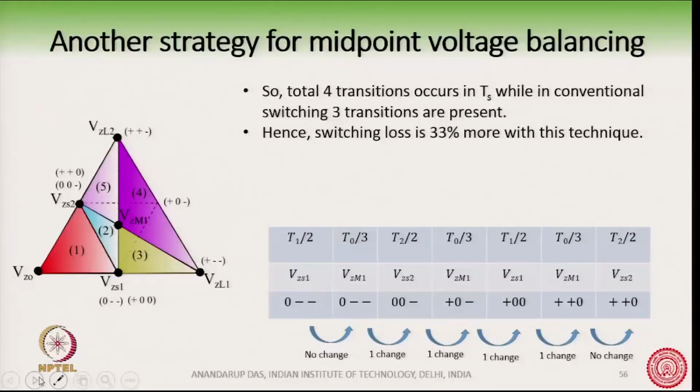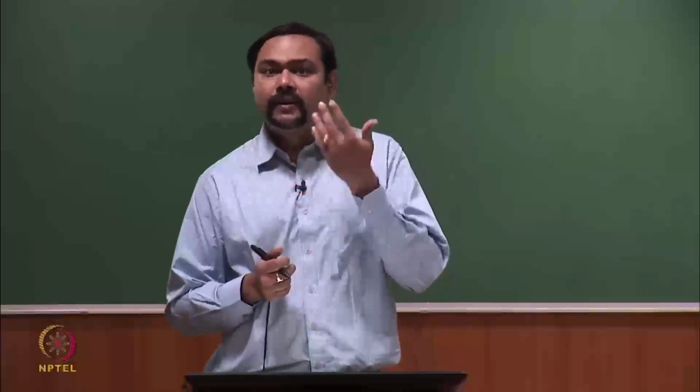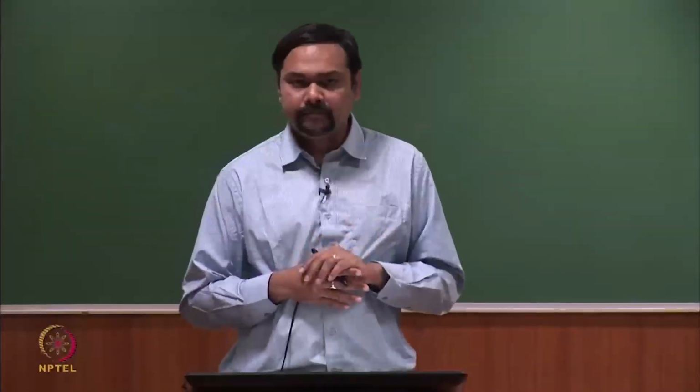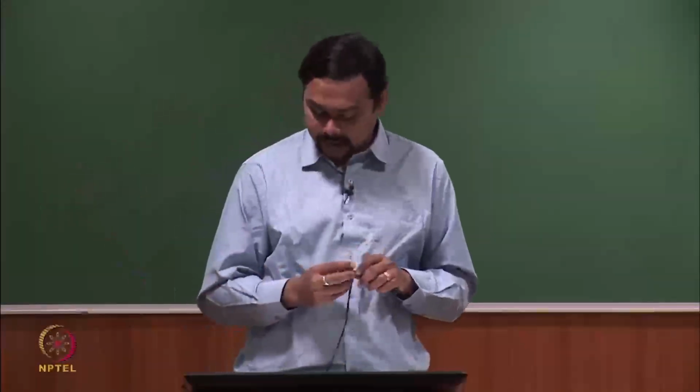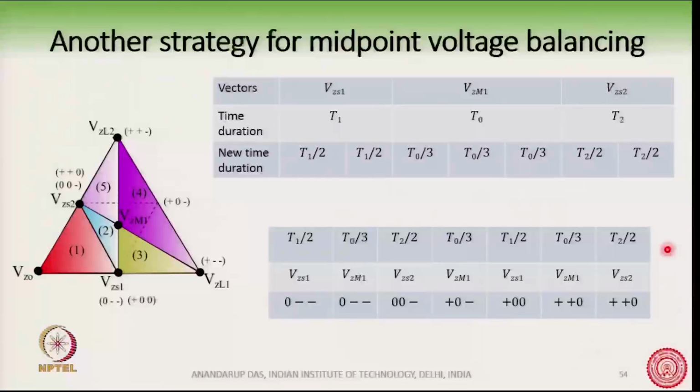However, if the switching frequency is sufficiently high, which is most of the case applicable, then this poorer harmonic performance may be acceptable. Okay, it should not be any problem, because in this case the harmonics will reside at 2 Fs. So, at 2 Fs we can filter the harmonics out. But now what we are doing, we are redistributing these time periods in a different fashion. Okay.